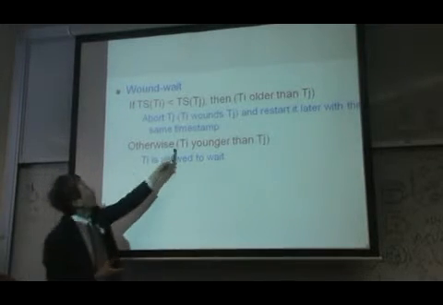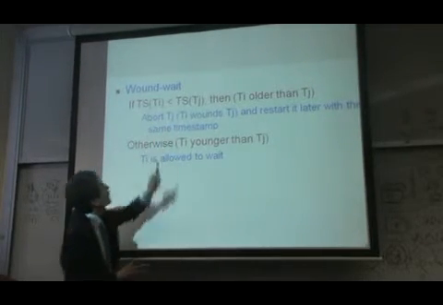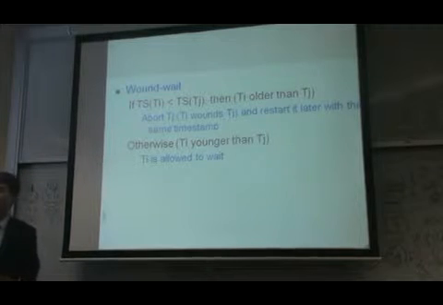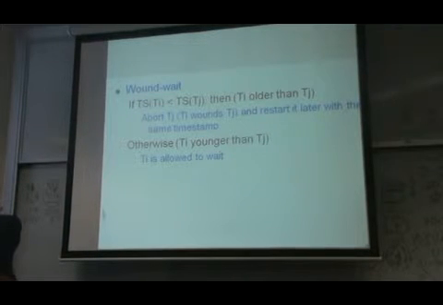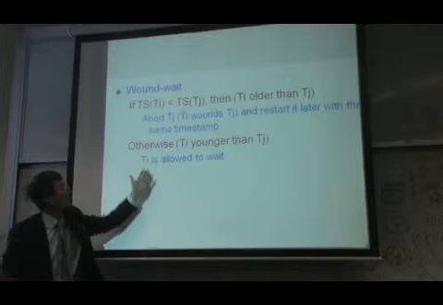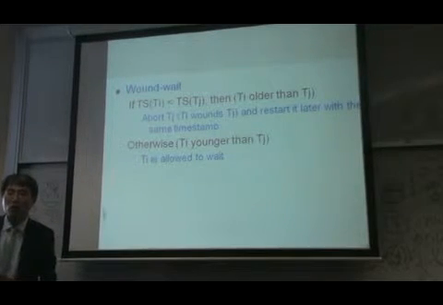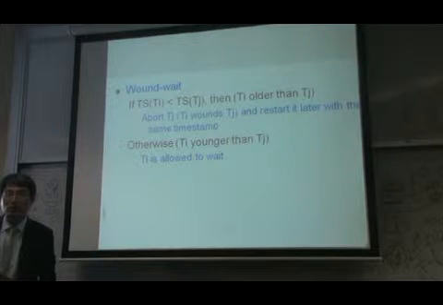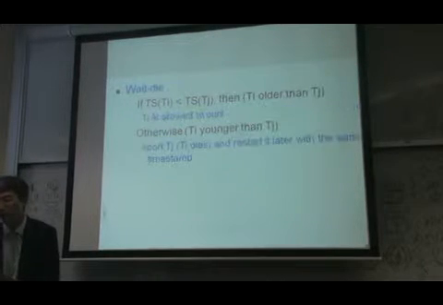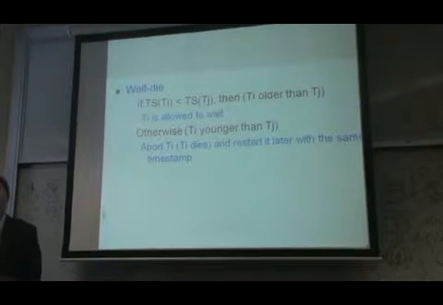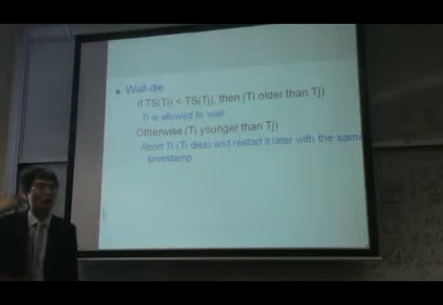If the TI is younger, which means TJ started first, then it's the opposite way. So TI is allowed to wait. Younger is the newer process, and it still has a chance. Which one is popular? The wait-die algorithm is more popular because it's easy to understand.